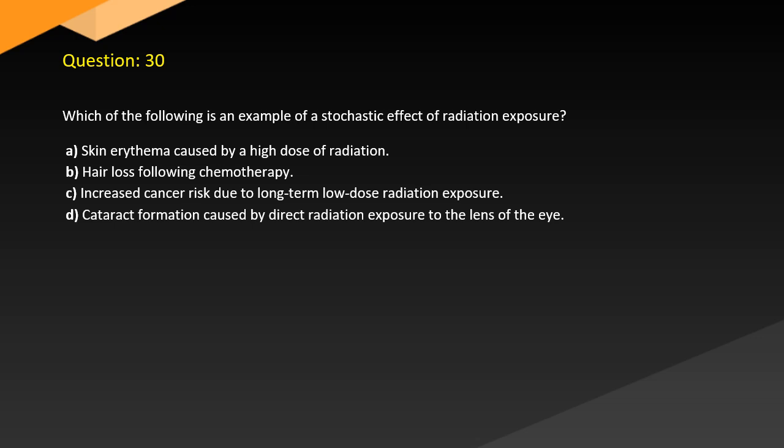Question 30. Which of the following is an example of a stochastic effect of radiation exposure? A. Skin erythema caused by a high dose of radiation. B. Hair loss following chemotherapy. C. Increased cancer risk due to long-term low-dose radiation exposure. D. Cataract formation caused by direct radiation exposure to the lens of the eye.